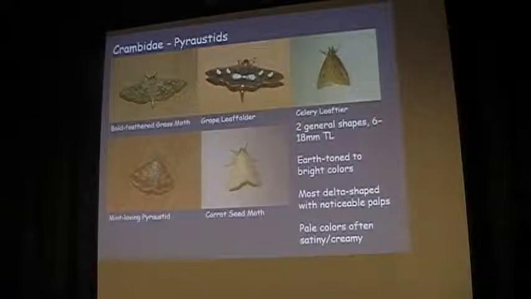Most of the deltoid-shaped ones, palps aren't long, but they're more noticeable than these guys, for example. So they stick out a little bit. The pale colors, like this carrot seed moth and some of the other delta-shaped ones, look satiny or creamy. They have a luster to them. It's quite beautiful.